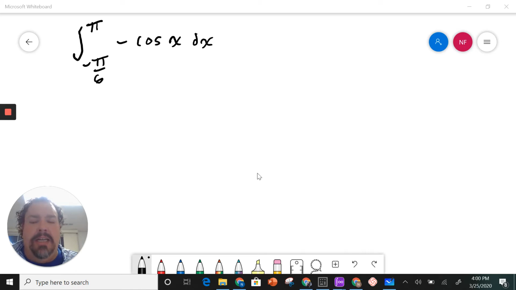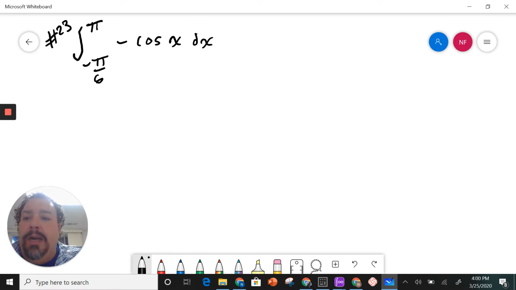AP Calc, here we are. We are going to go through these two examples from definite integrals, number 23 and number 24. I had started, so this will be number 23. And here we have the integral of negative cosine of x dx from negative pi over 6 to pi. And we want to integrate this with these bounds.